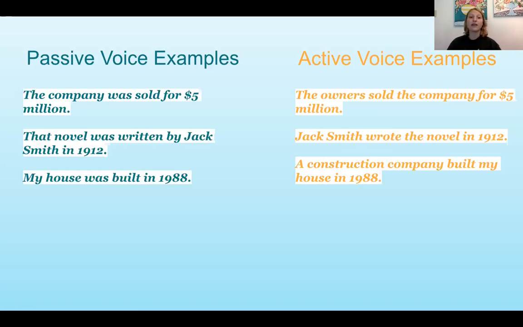That novel was written by Jack Smith in 1912. And I know what you're thinking. We have a who. It's Jack Smith. However, it's the placement of where you have the subject. If the subject is after the object, it's going to be passive. So the novel is the object and comes in before the author, the subject.